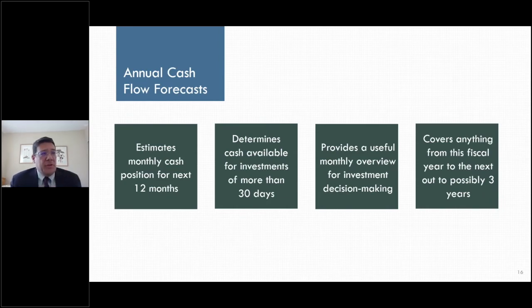Okay, so you're going to do this on an annual basis. Generally, you're going to look at the next 12 months. You're going to look at it in 30-day tranches, and you're going to try and build some sort of monthly overview that is going to help you make decisions on how you're going to structure your investments. And then, generally speaking, you're going to try and extrapolate what that might look like for the next 2-3 years, but at the very least for the next year.